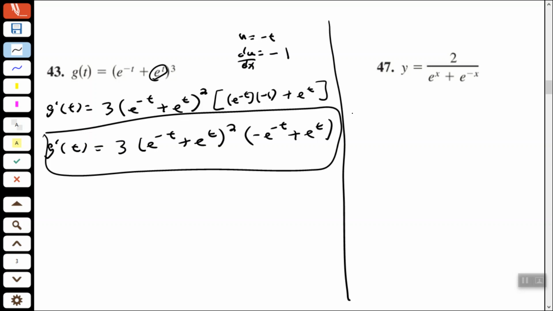Okay, so y prime, low is e to the x plus e to the negative x. Derivative of any constant, so derivative of 2 is 0, plus high, so 2 times the derivative of our denominator. So the derivative of e to the x is e to the x. Derivative of e to the negative x is negative e to the negative x, just like we found over here with problem number 43. All over our denominator squared, low, low.